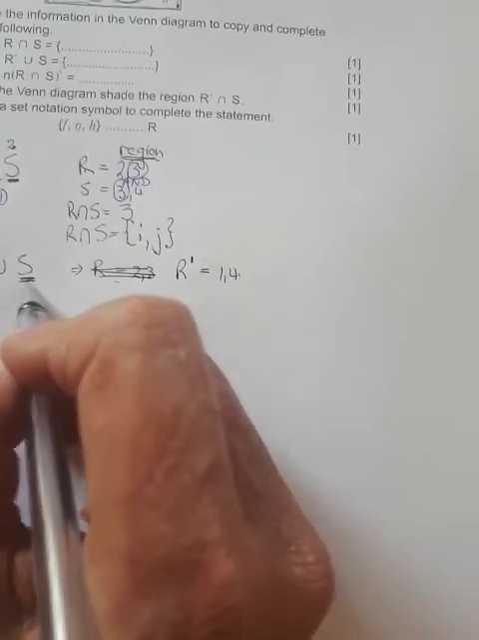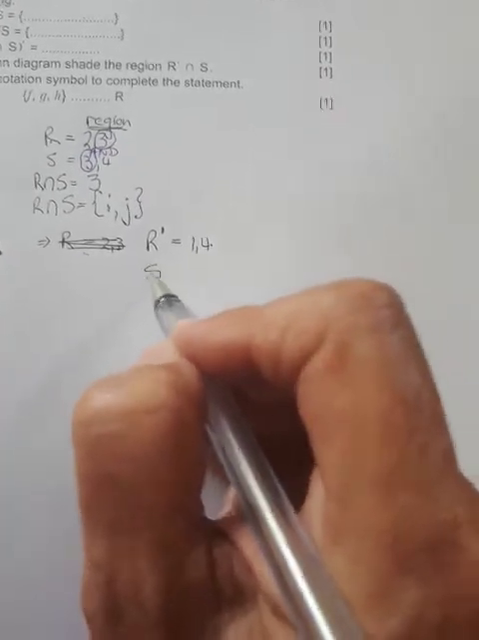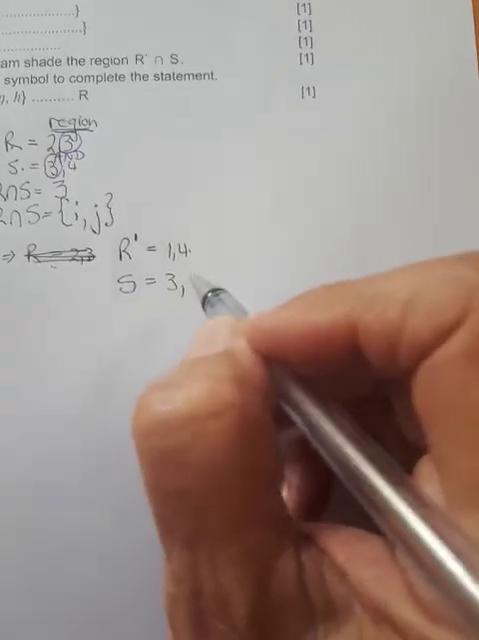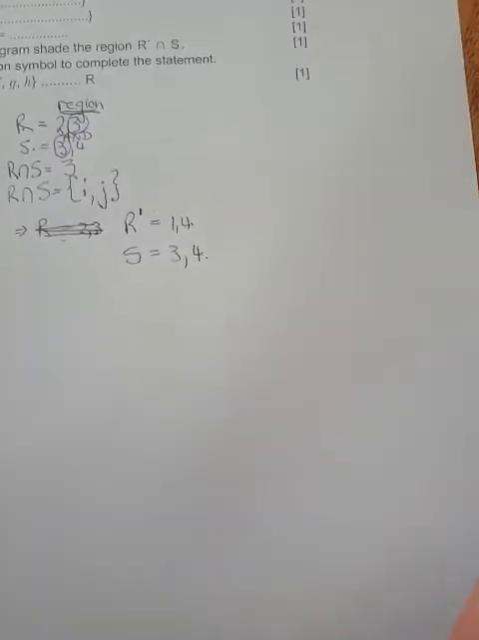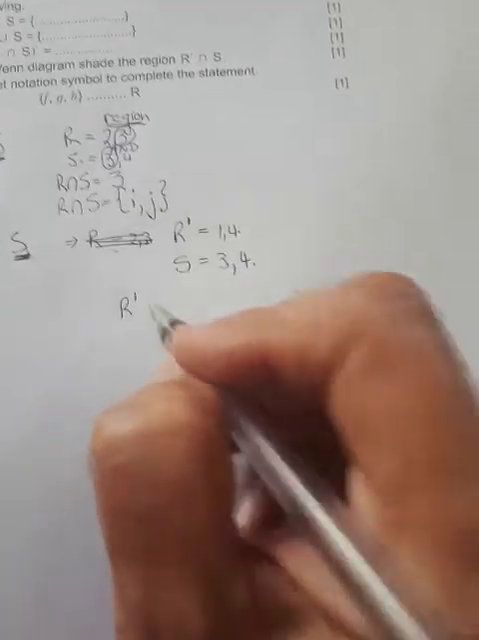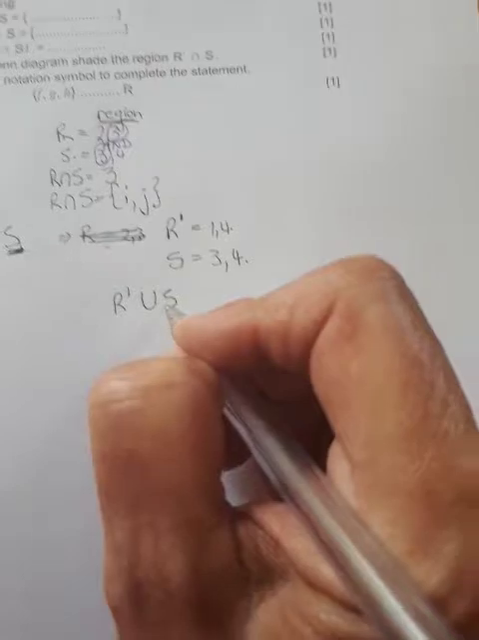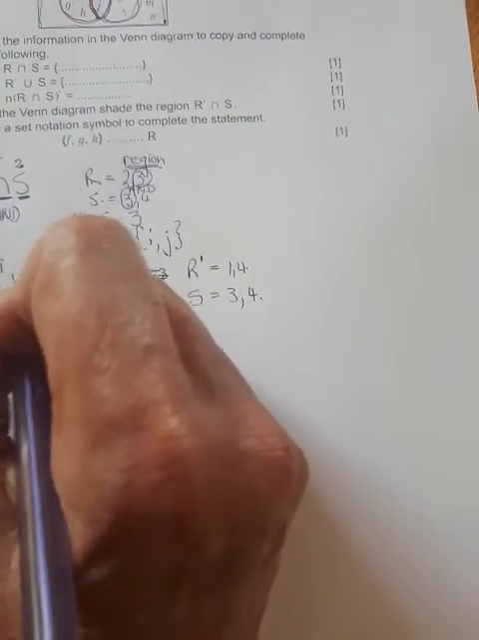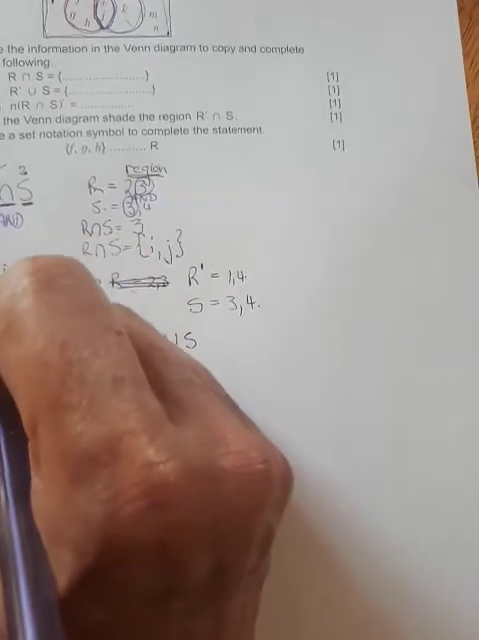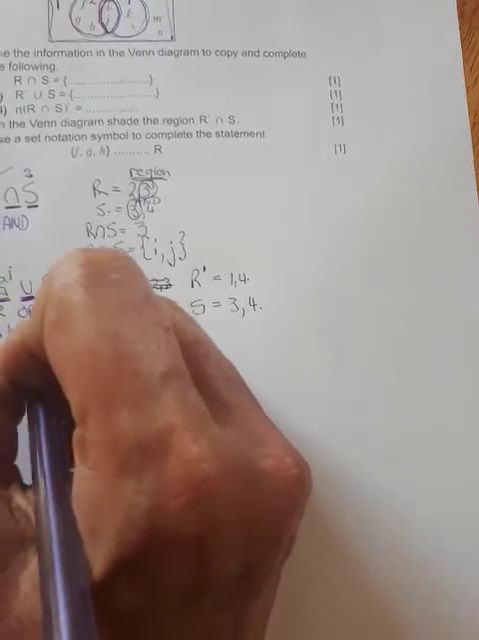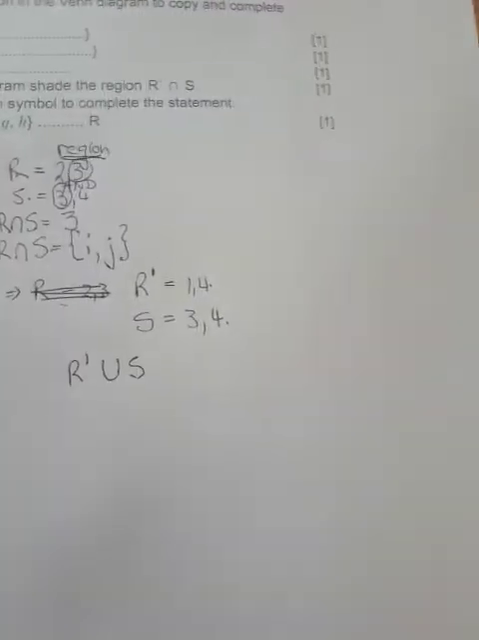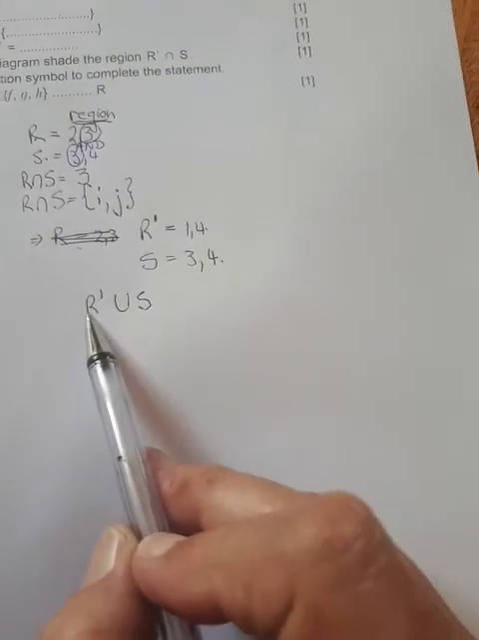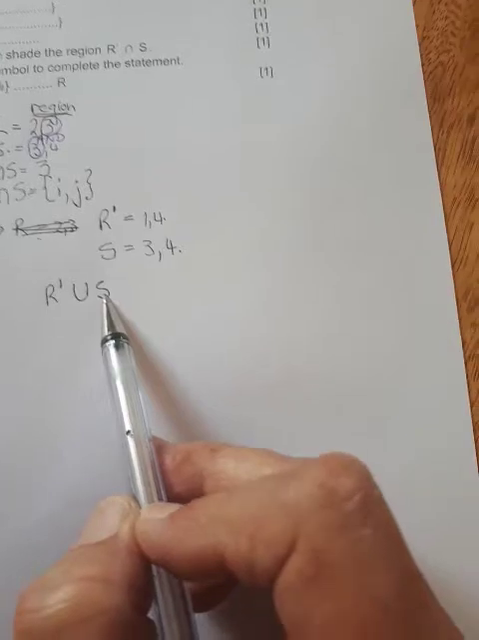Then we go to the second one, which is S, and we already got S here. S is 3 and 4. Right, and now you go to your question, which is R complement union S. And remember, union is "or", all together. So which regions are in R complement together with S?